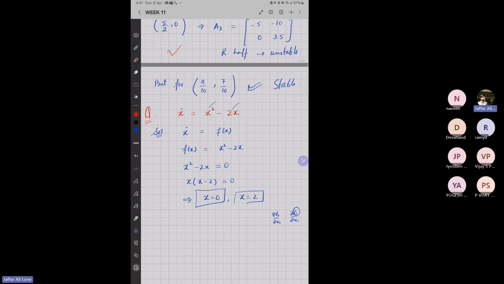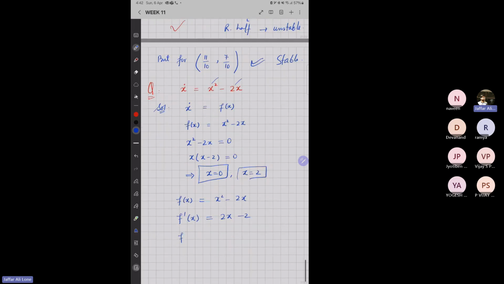But here I have only one variable. So when I have only one variable, you just need to differentiate. Here f of x is x square minus 2x. Just differentiate it. F dash of x is equal to 2x minus 2. Now find f dash of x at x equal to 0. It will be 0 minus 2, minus 2. Find f dash of x at x equal to 2. It will be 4 minus 2 equal to 2.